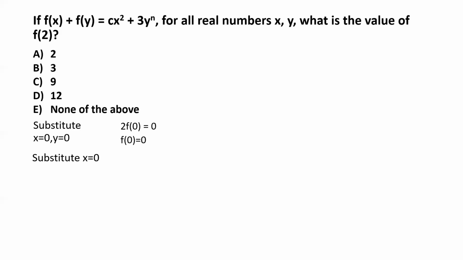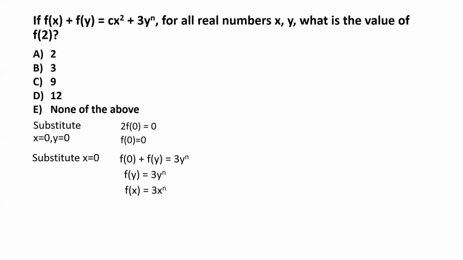Now the second substitution that we do is x equal to 0. And when we do that, we obtain f(0) plus f(y) is equal to 3 multiplied by y to the power n. And since f(0) is equal to 0, we basically have f(y) is equal to 3y^n. And since this is a function, we can very well replace y by x. So we have f(x) is equal to 3 multiplied by x to the power n. So what's the next step?